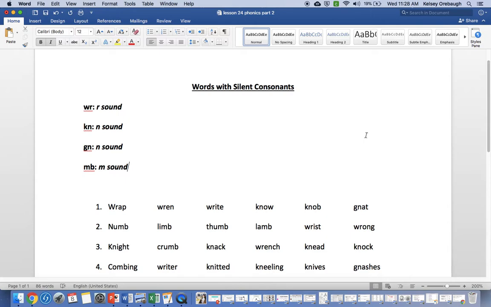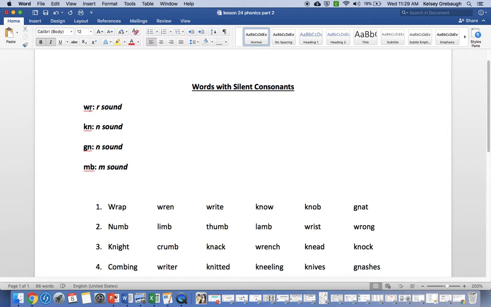Before we get started on looking at the test questions, I want to go over the 4 silent consonant letter patterns that we saw last week, okay? So we had WR, KN, GN, and MB. These were our 4 silent consonant letter patterns last week.